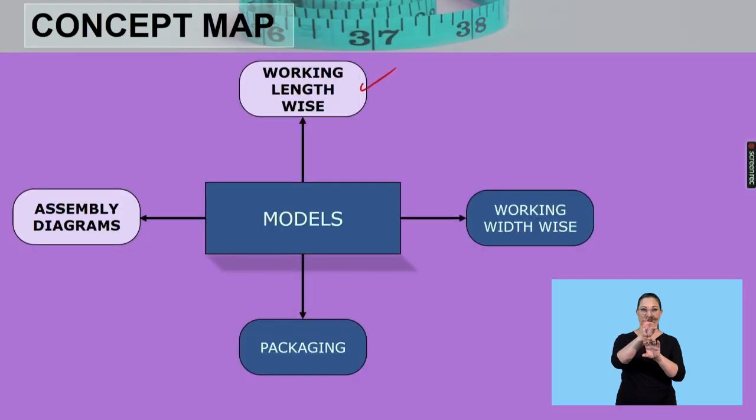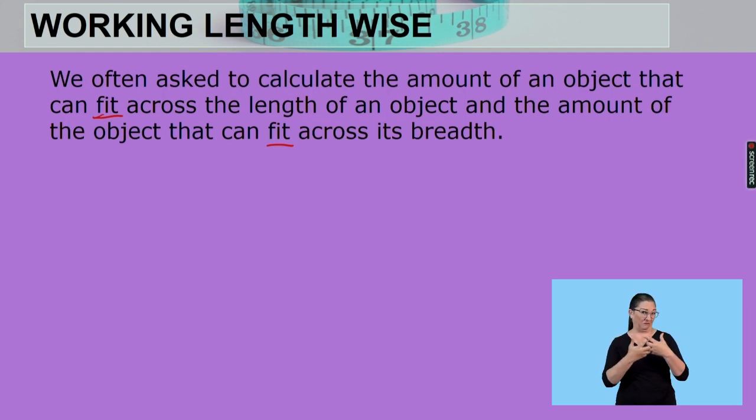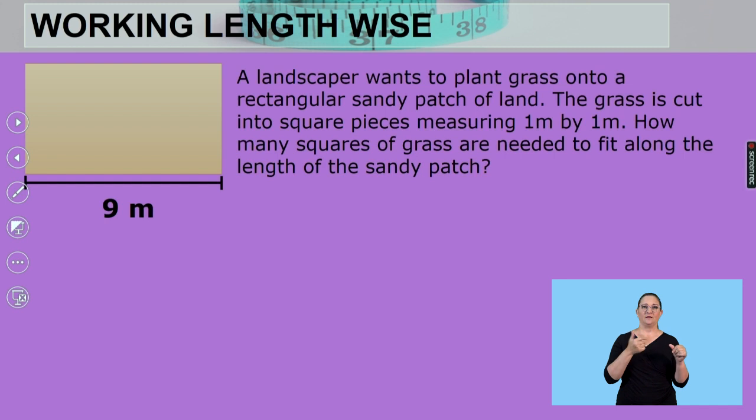Now, working lengthwise. Let's see what we need to do here. We are often asked to calculate the amount of an object that can fit across the length of an object and the amount of the object that can fit across the breadth or width. So sometimes we've got to do these things. Now, when we're doing these things, we've got to keep in mind maths literacy rounding off. You'll see what I mean by that when we get stuck into these questions.